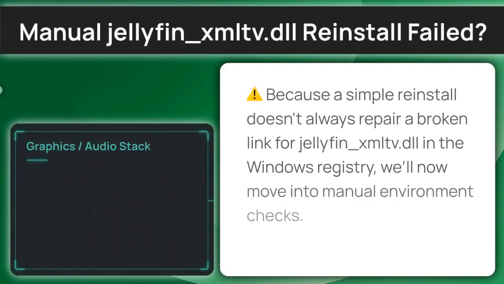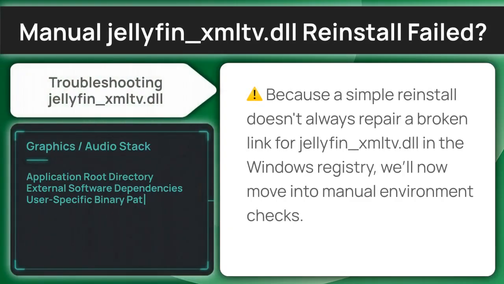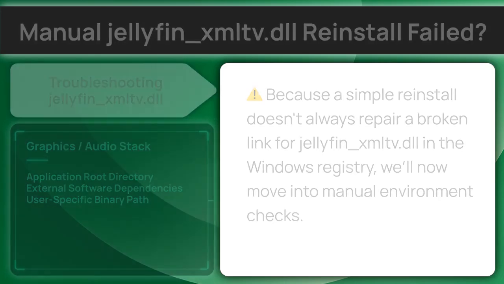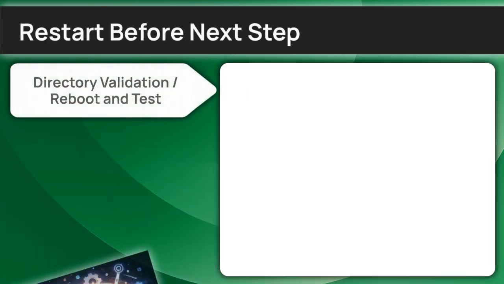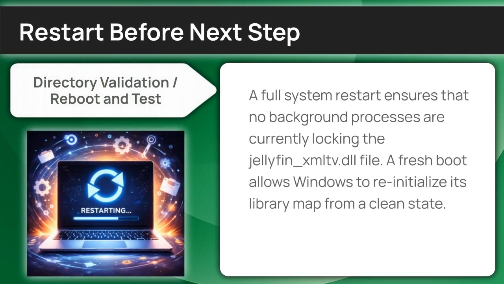In the event the error remains visible, it indicates we need to verify the environment's ability to register new shared resources. A full system restart ensures that no background processes are currently locking the Jellyfin XMLTV module file. A fresh boot allows Windows to reinitialize its library map from a clean state.